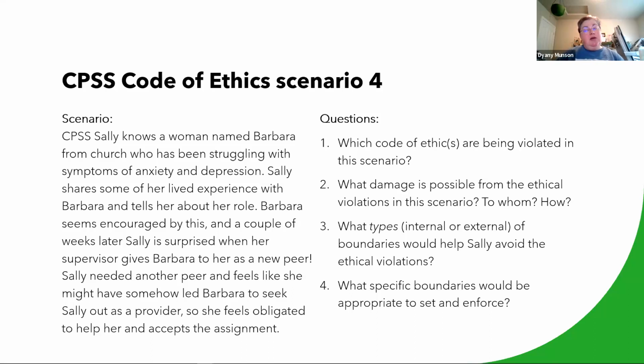Sally needed another peer. She needs more of that income, right? And feels like she might have led Barbara to see, this is my fault. I led her along to seek out me as a provider. Lucy is right on that dual relationship, so she feels obligated to help her and accept the assignment. So yes, that's a potential dual relationship. You got the church stuff, and you got the peer stuff. Oh yeah, that's going to be a challenge there.